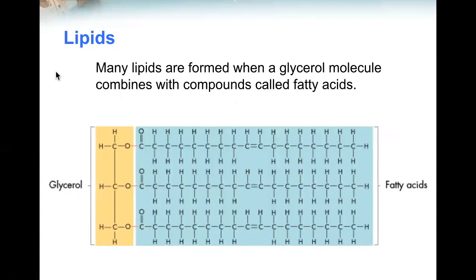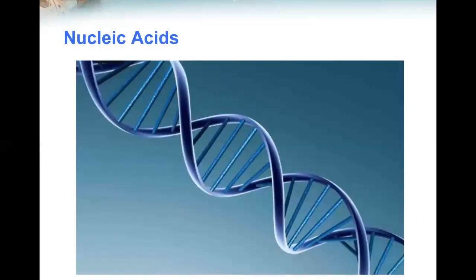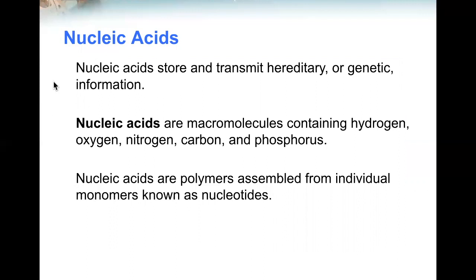Many lipids are formed when a glycerol molecule combines with the compounds called fatty acids. Glycerol combined with fatty acids. Nucleic acids. Nucleic acids store and transmit hereditary or genetic information. Nucleic acids are macromolecules containing hydrogen, oxygen, nitrogen, carbon, and phosphorus. Nucleic acids are polymers assembled from the individual monomers known as nucleotides.